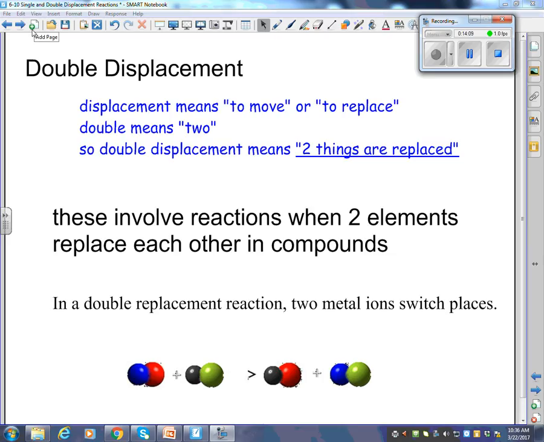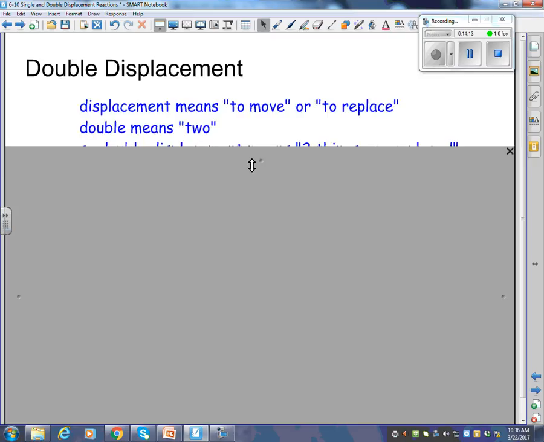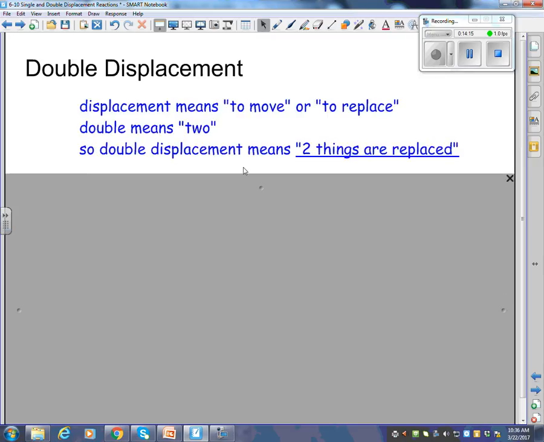What about double displacement? You guys ever play hopscotch and double dutch? What does that mean? Two things are replaced. Double, right? Double displacement means to move or to replace. Double means 2. So double displacement means 2 things are replaced, not just one.